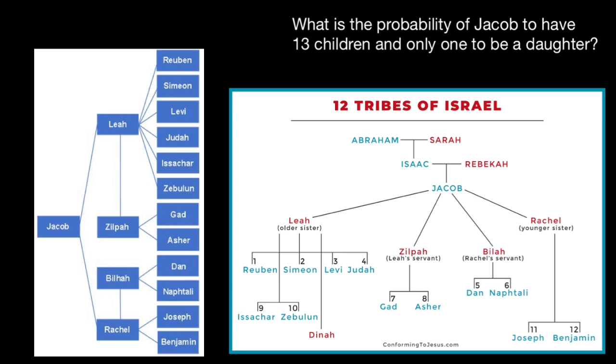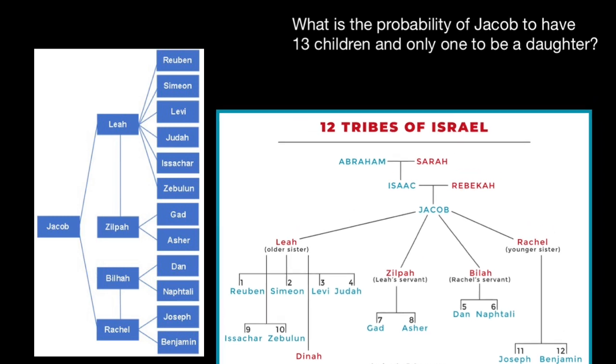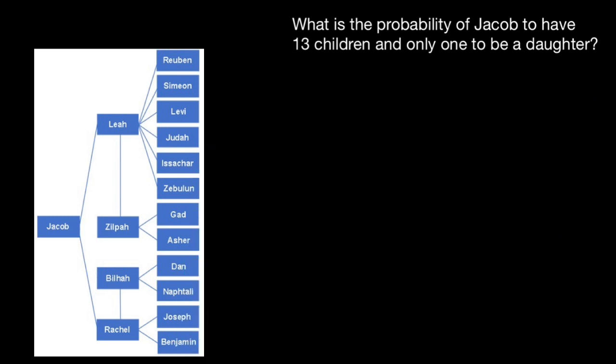And today we are going to find what is the probability for a person to have 13 children and only one to be a daughter. It looks like it's very unusual, so we don't need this pedigree anymore. And let's put Dinah on top here. So let this box represent Dinah, and she is a daughter of Jacob and Leah.